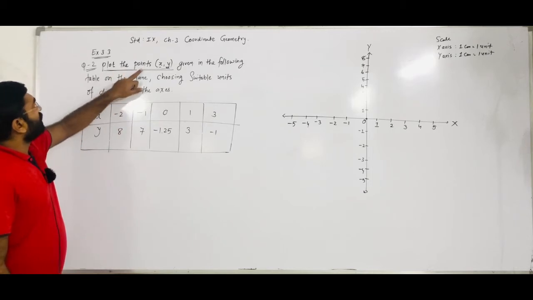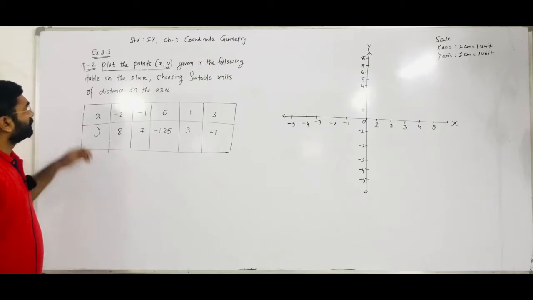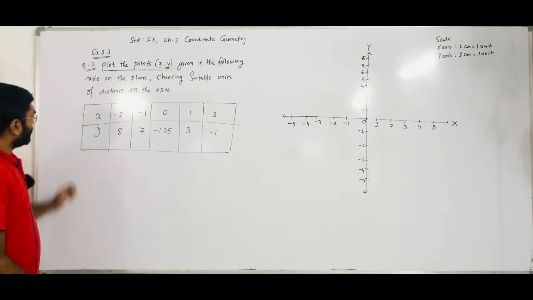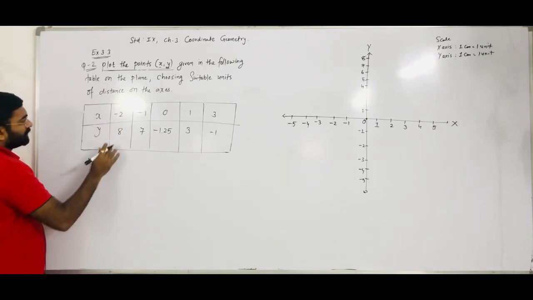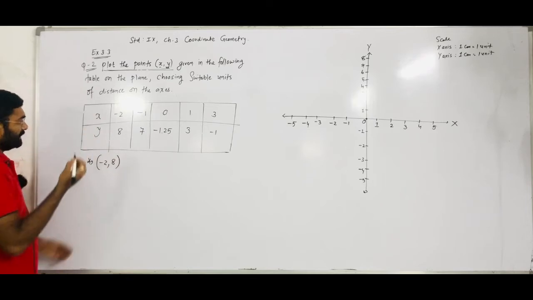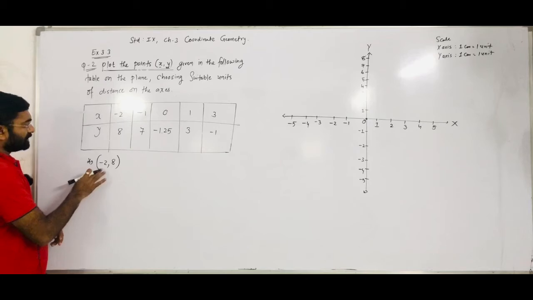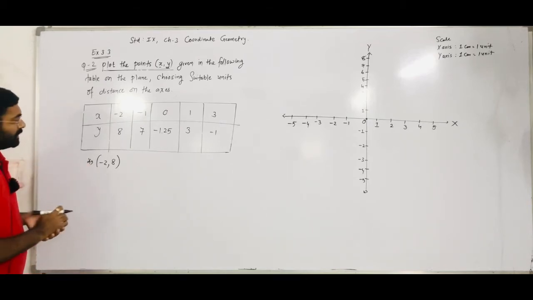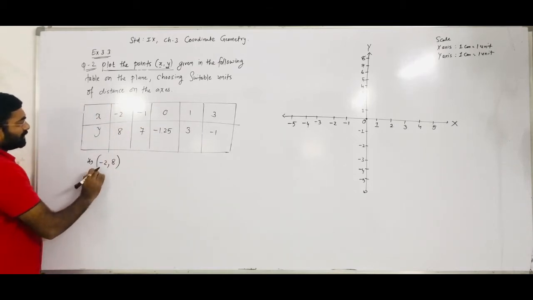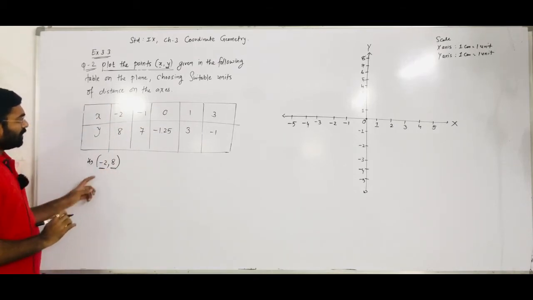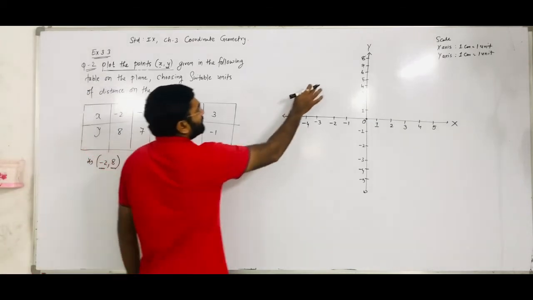Now we have to plot all these points on the plane, on the xy plane. So what is the first point? The first point has x coordinate minus 2 and y coordinate 8. We have to represent it on the plane, as we discussed in question number 1. Which quadrant does that point lie in? How can you decide? Here is a minus and here is a plus sign. Minus plus lies in the second quadrant.